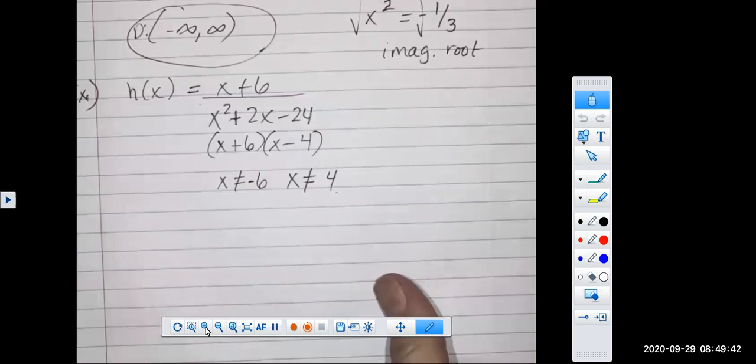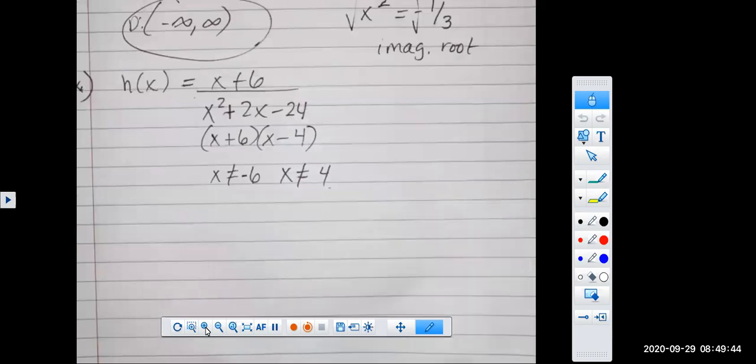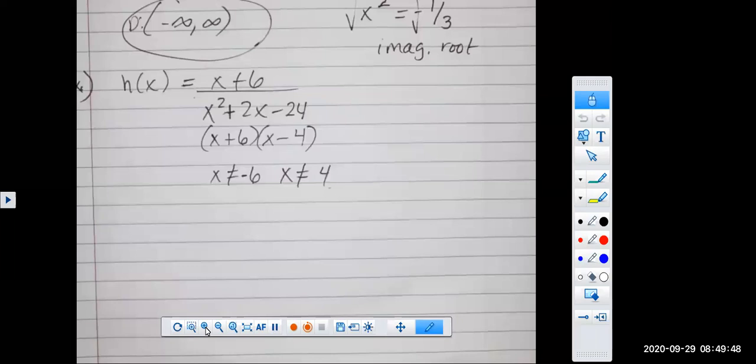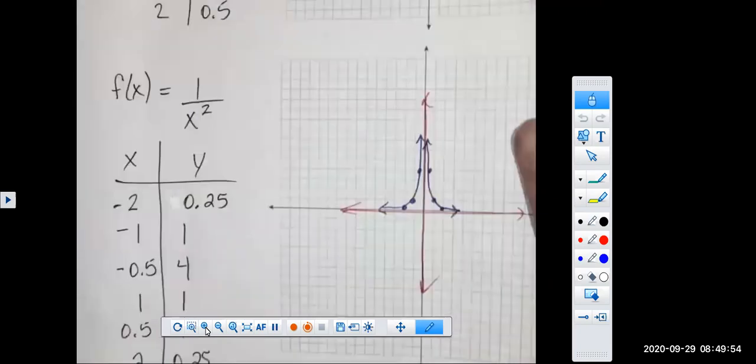All right, before we look at asymptotes, I want to show you what two of your basic parent rational function graphs look like. And then we're going to talk about limits, and then we'll move on to asymptotes.